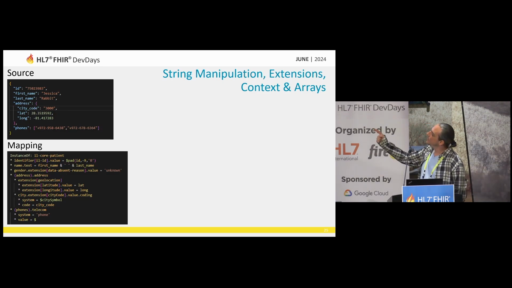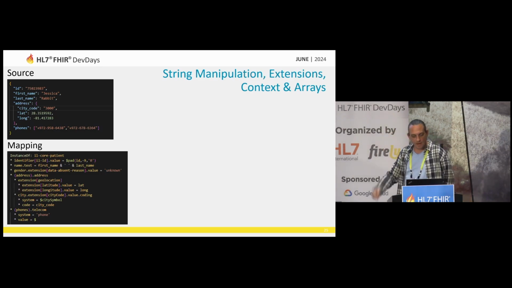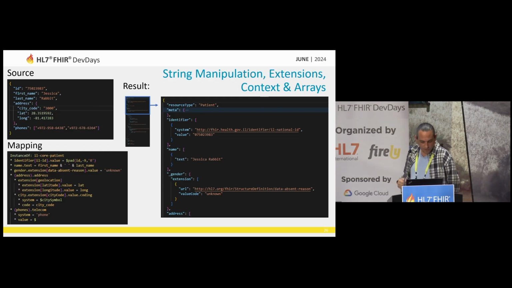Address, this is an example of context usage. I take the context of the source object address, and then inside the address, I have that context, so I can just use the names of the fields inside the address in the source. Another extension on the city, which is a primitive, and phones, which is an array. Also, when I use that as a context, it just injects it into the array. So again, this is very long. I will go through it.